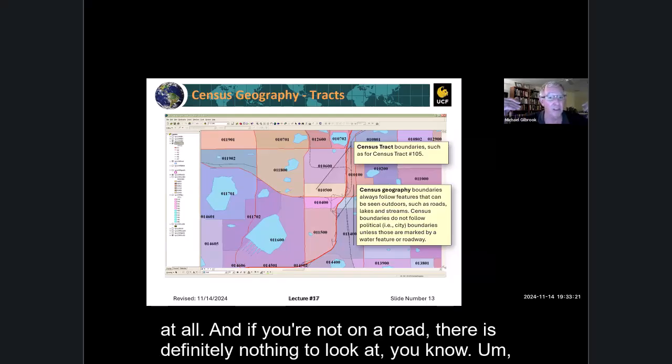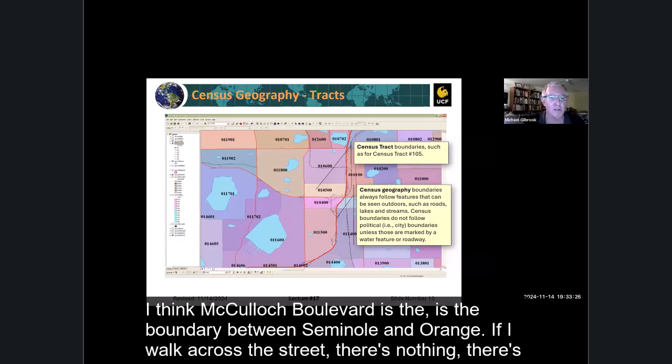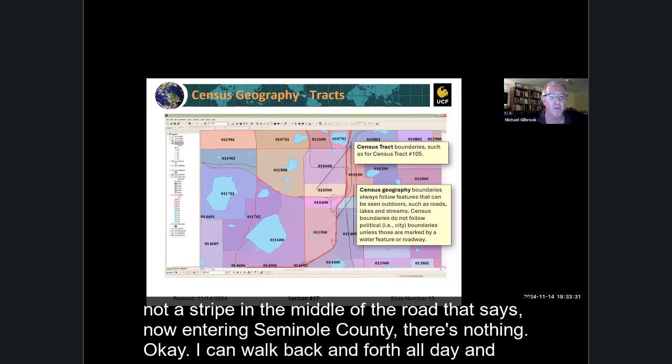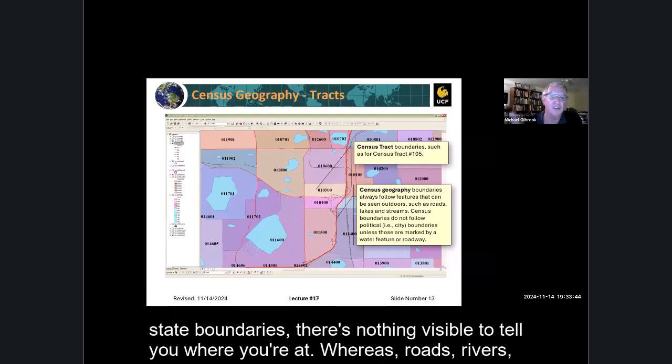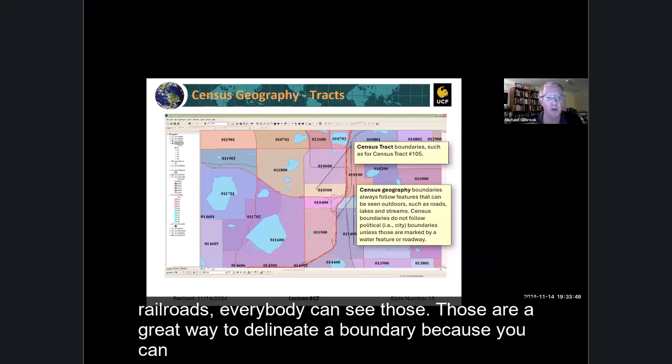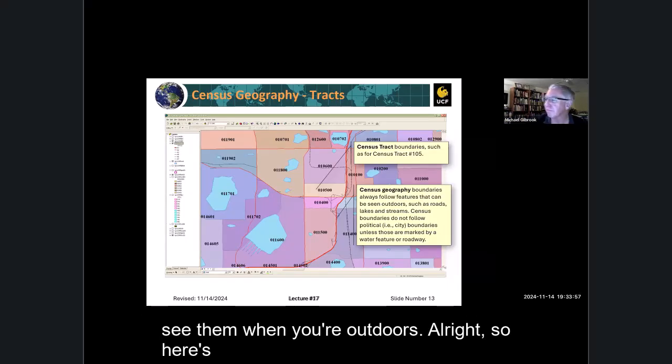And if you're not on a road, there is definitely nothing to look at. I think McCulloch Boulevard is the boundary between Seminole and Orange. If I walk across the street, there's nothing. There's not a stripe in the middle of the road that says now entering Seminole County. There's nothing. I can walk back and forth all day and there's nothing to tell me that I've walked between one county and the other. This is usually the case when you're outdoors: county, city, state boundaries, there's nothing visible to tell you where you're at. Whereas roads, rivers, railroads, everybody can see those. Those are a great way to delineate a boundary because you can see them when you're outdoors.